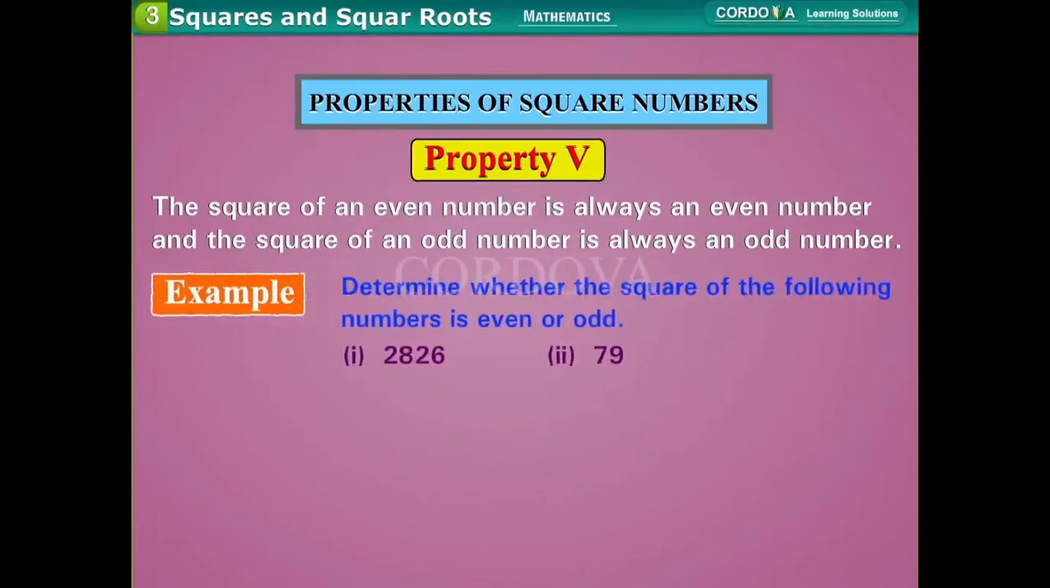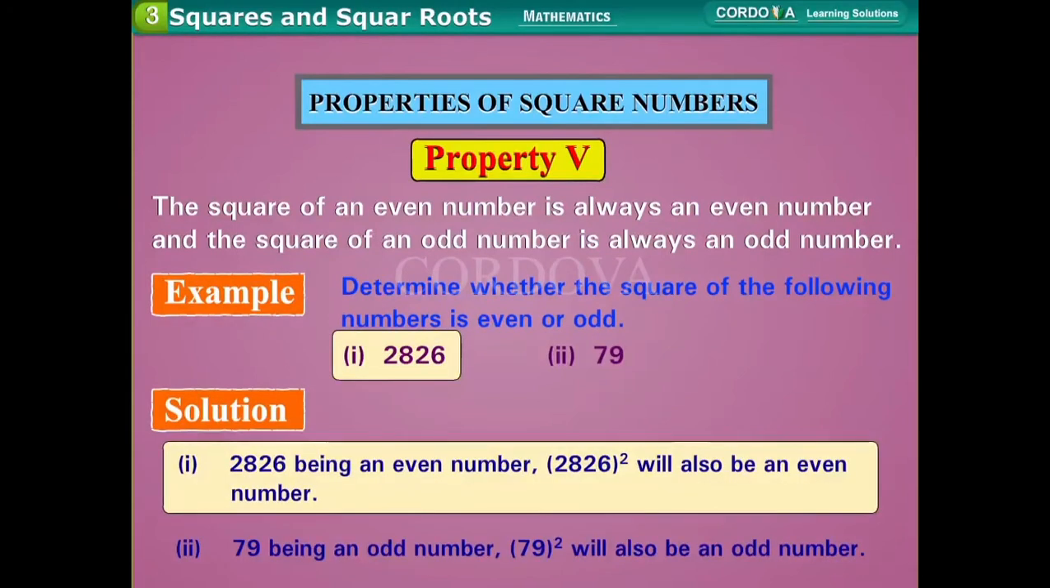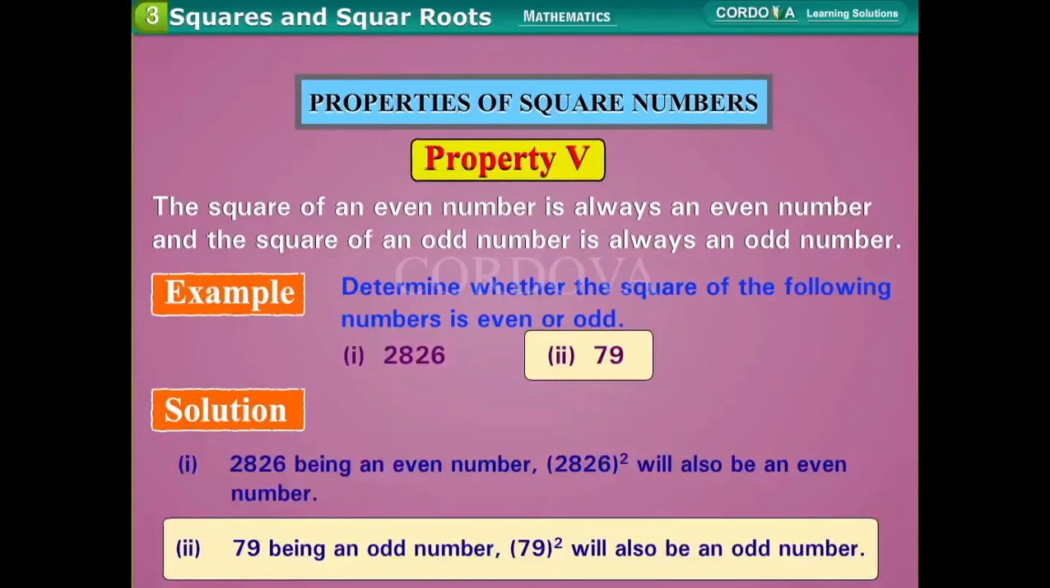Example: determine whether the square of the following numbers is even or odd? 2826, 79. Solution: 2826 being an even number, 2826 square will also be an even number. 79 being an odd number, 79 square will also be an odd number.